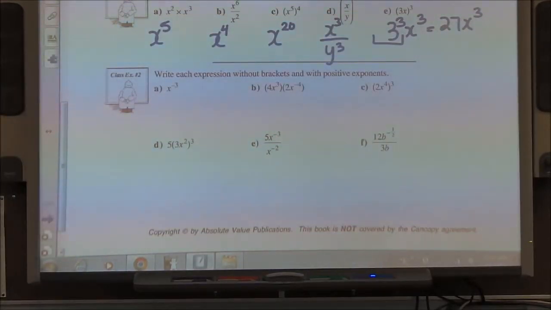Okay, so let's look at number 2. Write each of the expressions without the use of brackets and making sure you have positive exponents.